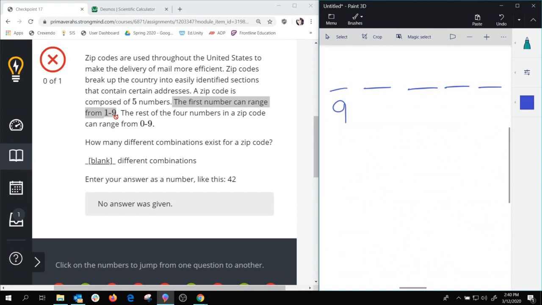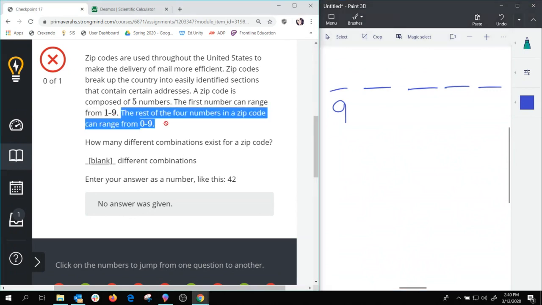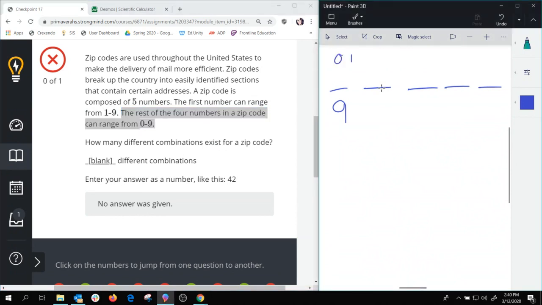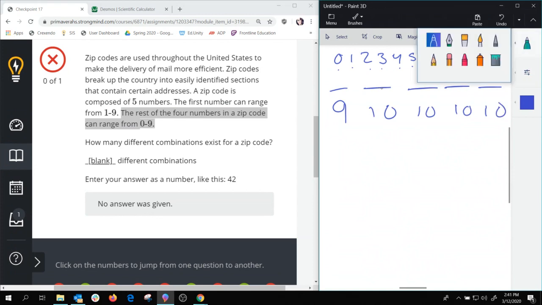That's the first one. But if we read this carefully, it says that the last 4 can be from 0 to 9, right? So any of these 4 blanks can have numbers that are from 0 to 9. So if I have 0, 1, 2, 3, 4, 5, 6, 7, 8, 9, that's a total of 10 different numbers I can choose from. Right, so for all of these other blanks, I have 10 different numbers that I can put in those blanks.